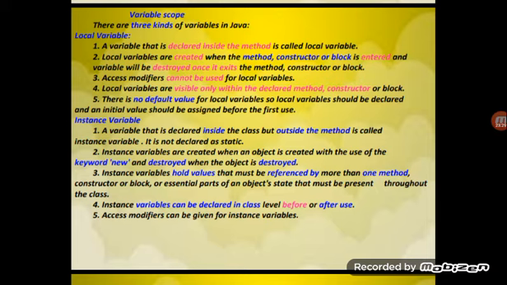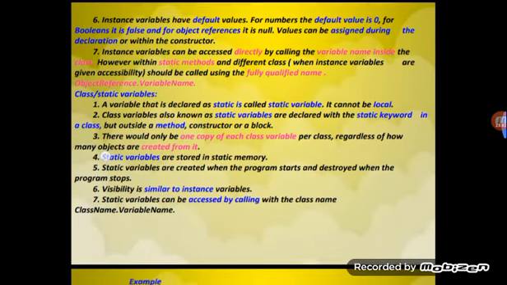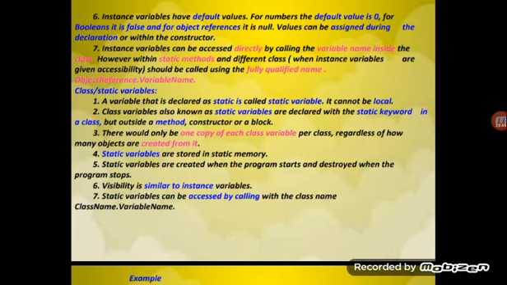Access modifiers can be given for instance variables. Whenever you are using access modifiers, they can be given only for instance variables. After that, instance variables have default values. Not only do you have to declare, there is also a default value. For numbers, the default value is 0. For boolean, it is false, and for object reference it is null.